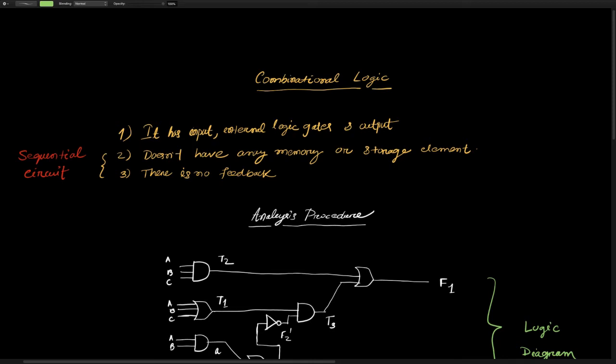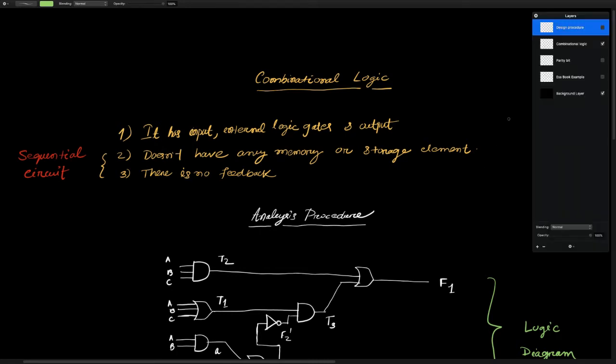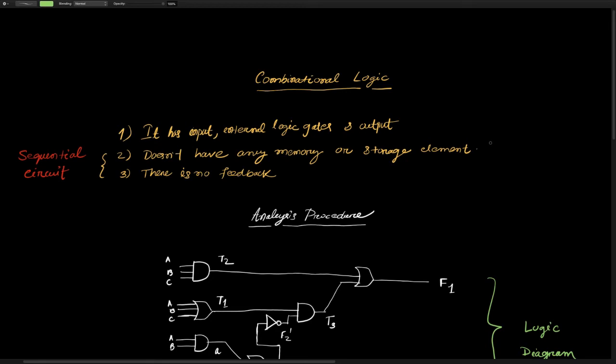It doesn't have any kind of memory or storage element, and it doesn't have any kind of feedback either. If we combine the last two points, a logic circuit that has both of these points built in, we're going to call a sequential circuit. If it doesn't contain the last two points, we're going to say that it is combinational logic. We will get into sequential circuits in brief later, but for now only concentrate on the definition of combinational logic.